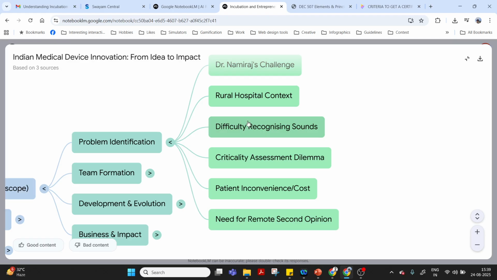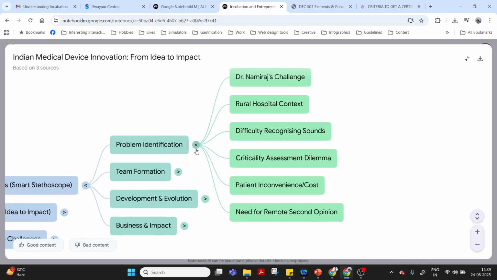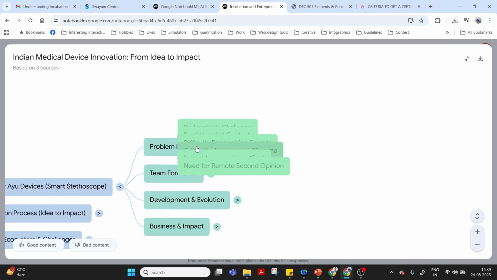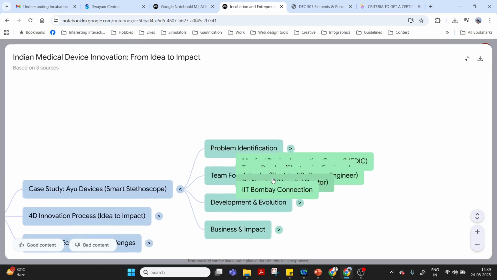And then the difficulty of recognizing sound, which we have related here, the critical assessment dilemma, the patient inconvenience, because if you feel that it is related to the heart, it needs to be referred, but if it's a dilemma, then the patient bears the cost of traveling there, and then the need for a remote second opinion. So how can we have the second opinion, right? Let's collapse this and see the team formation.